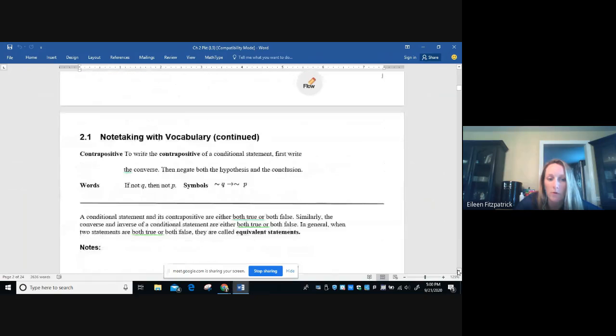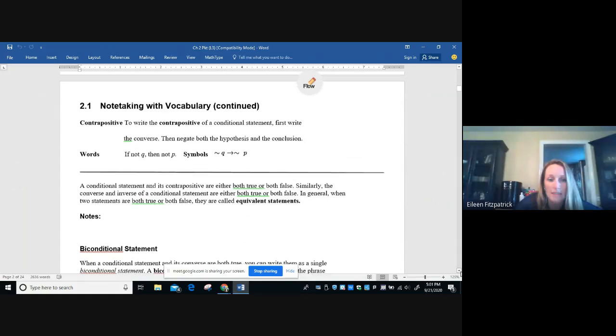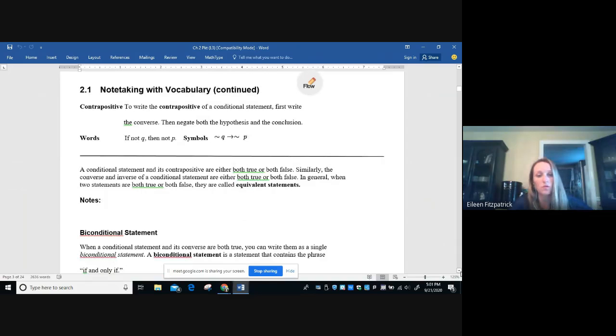We have another one called the contrapositive. Okay, to write the contrapositive of a conditional statement, you first write the converse and then negate both the hypothesis and conclusion. So it's if not Q, then not P. All right, so basically, if you're looking at the conditional, you have to flip and negate the conditional, is how you write the contrapositive. All right, so next it says a conditional statement and its contrapositive are both true or both false.